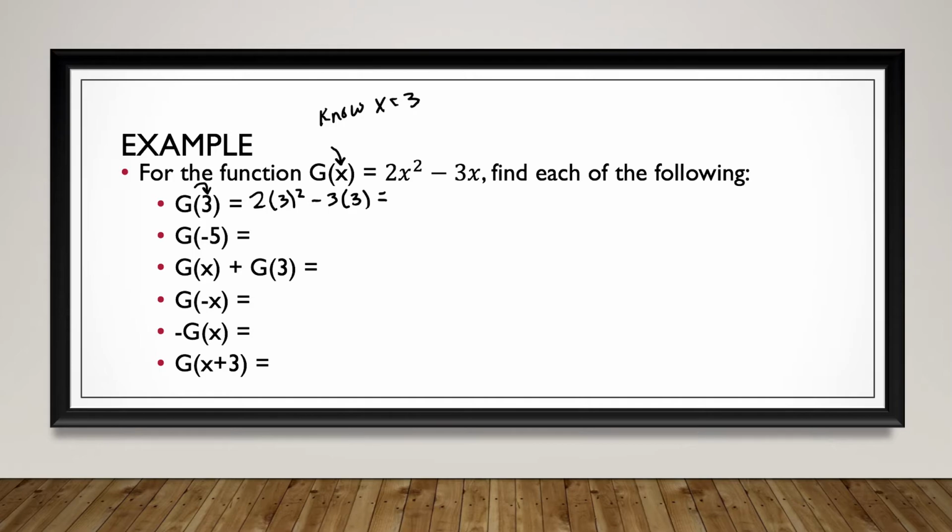So remember your order of operations. Remember that your exponents come first. So we're going to square that 3 first. That'll become 9. So 2 times 9 minus 3 times 3. So 2 times 9 is 18. 3 times 3 is 9. 18 minus 9 is going to give me 9 for my first answer.